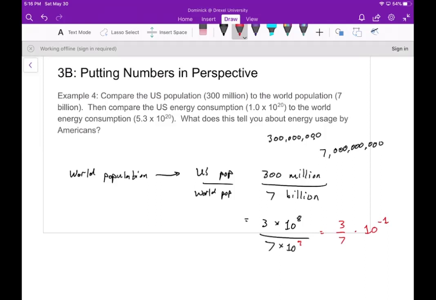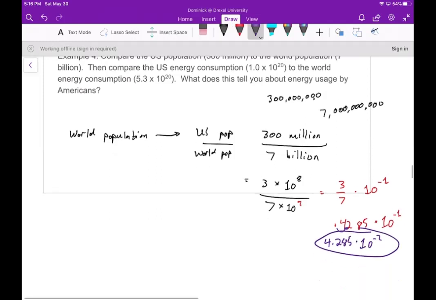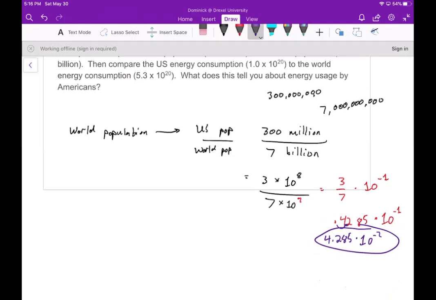And if we do that 3 over 7, right, we're going to get a 0.4285 times 10 to the negative 1. And of course, if I move this over, I'm going to get a 4.285, and I'm going to need times 10 to the negative 2. All right, so that's sort of a number that's going to compare the US population to the world population.